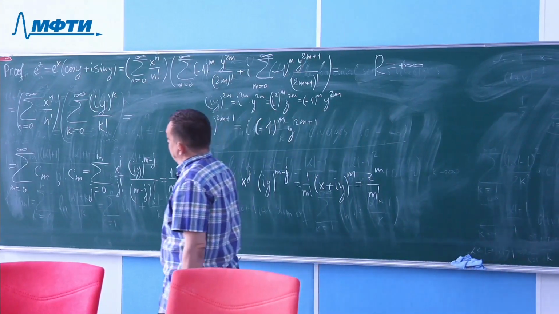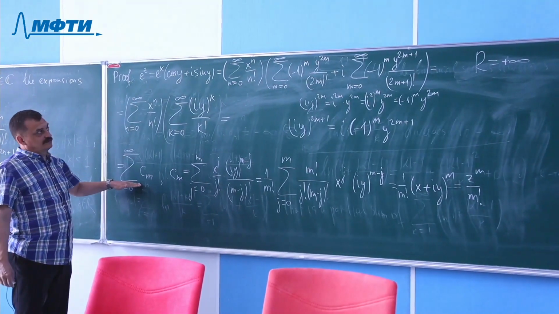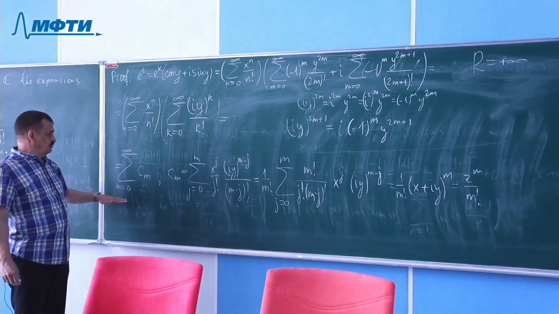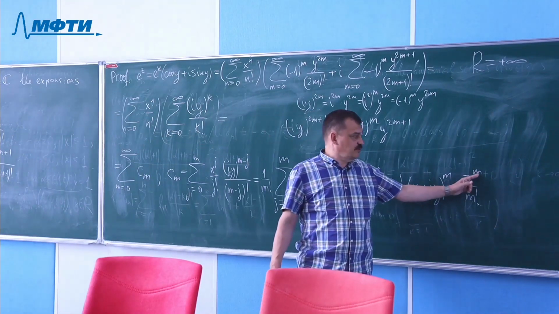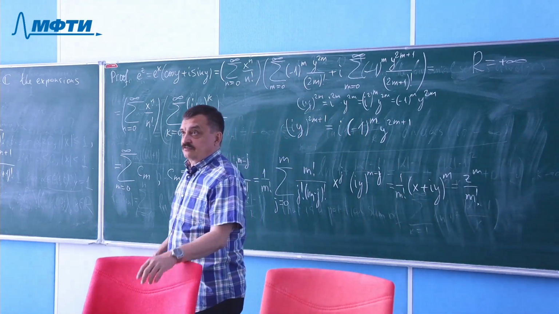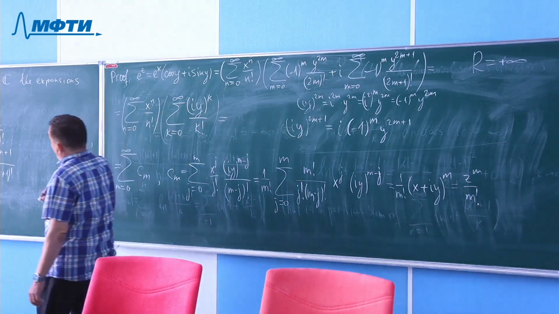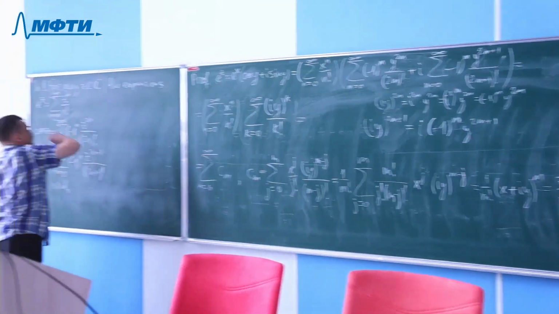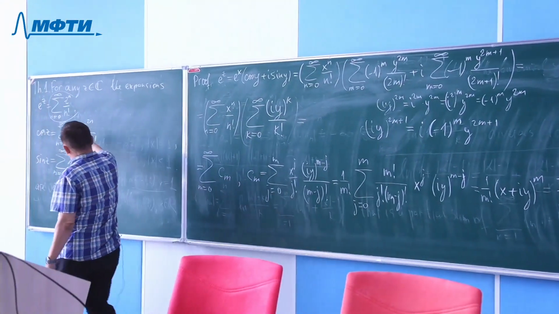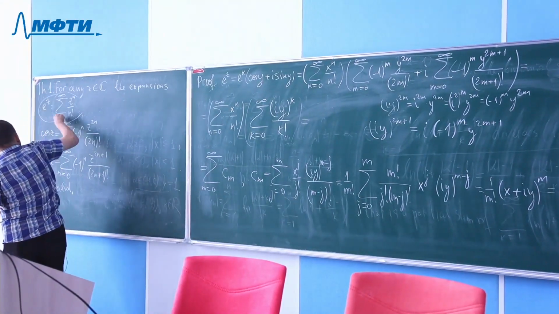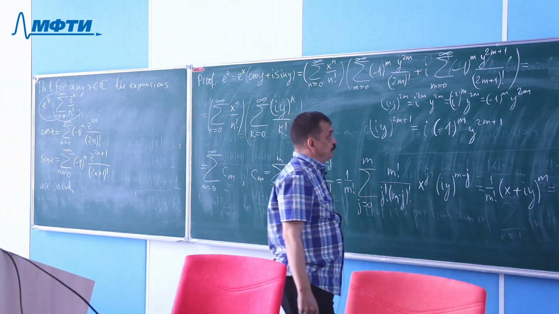And so you see, we started with e to the power z, and we obtained that e to the power z equals the sum of Cm, where Cm are equal to z to the power m over m factorial, right? So it means the first expansion is proved.